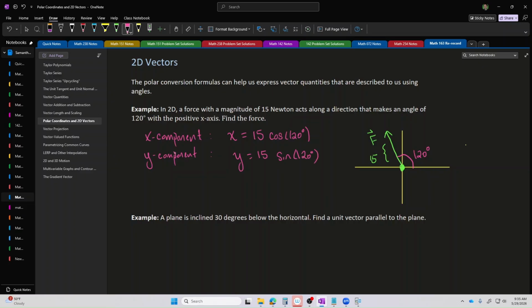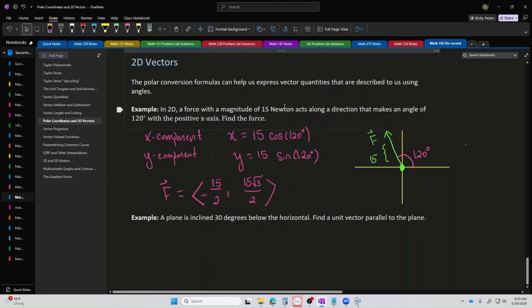So once again, either manually using a mental unit circle or using your calculator in the appropriate degrees mode, you can go ahead and evaluate this x and y component. The x component looks like it's going to be negative 15 over 2. Visibly, I can see it's negative because we're over here in the second quadrant. And then the y value for 120 degrees, if I recall correctly, is 15 root 3 over 2. So this would be the component form of the force vector that has this magnitude and this angle.